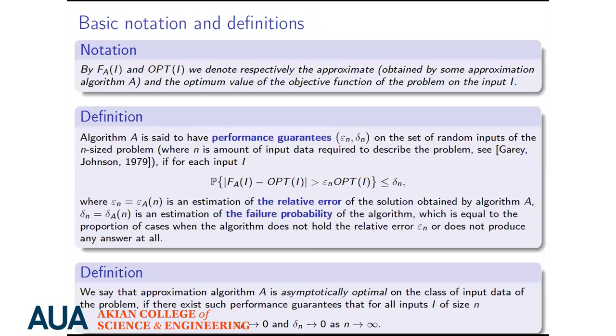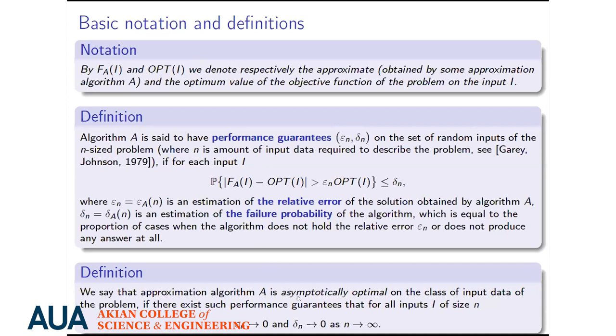There are some notations that must be introduced: f sub A of I and opt of I. We denote, respectively, the approximate value obtained by some approximation algorithm and the optimal value of the objective function of the problem on input I. And we say that algorithm A has performance guarantees epsilon, delta if such an inequality holds, where epsilon is an estimation of relative error and delta is the failure probability, which is equal to the proportion of cases when the algorithm does not hold the relative error epsilon or does not produce any answer at all. And we say that an approximation algorithm is asymptotically optimal on the class of input data if epsilon and delta tend to zero as n tends to infinity.